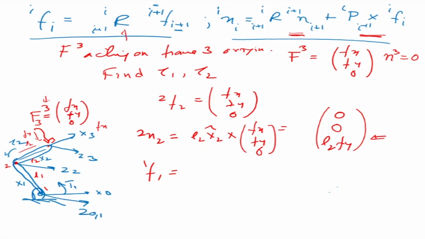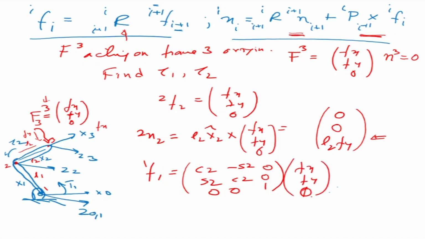So there's a rotation angle there because there's an angle between frame 1 and frame 2. So it is [cos θ2, −sin θ2, 0; sin θ2, cos θ2, 0; 0, 0, 1] into the next frame's force, which was f2. So what was f2? fx, fy, and 0. I'm following this equation. If this equation gives f1, then this will become R into f22. f22 is this one. Okay.